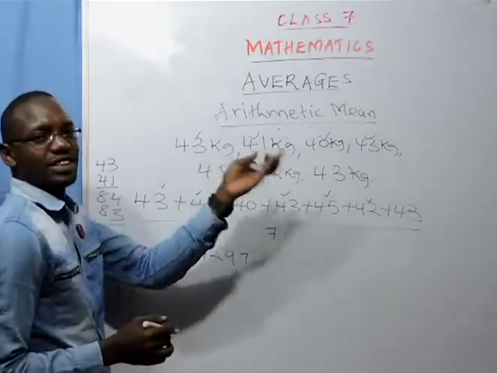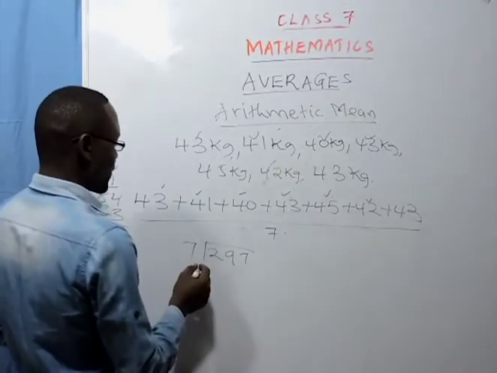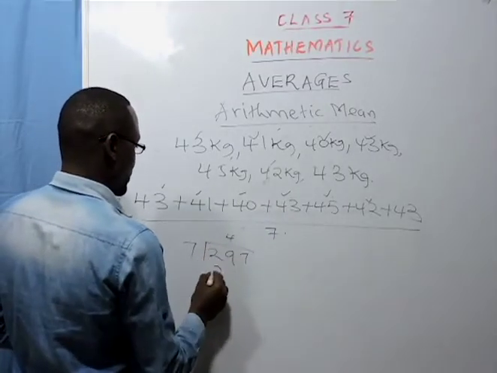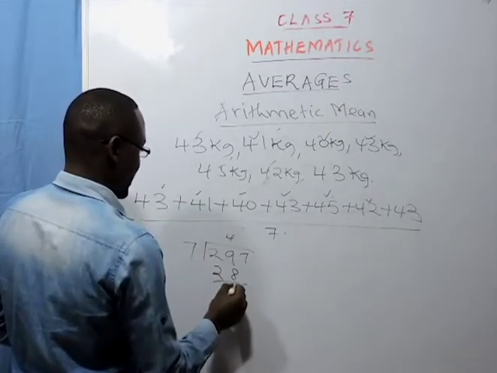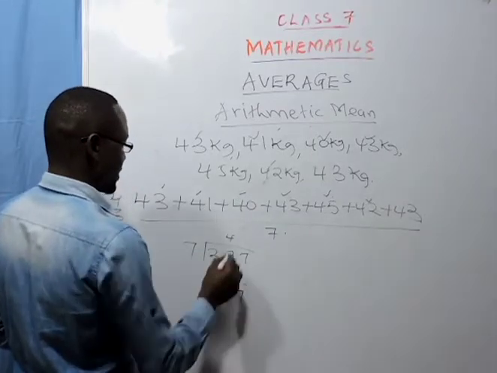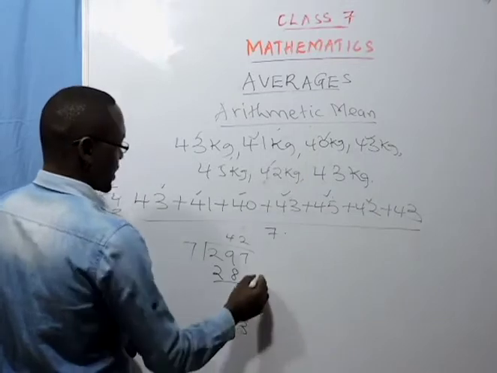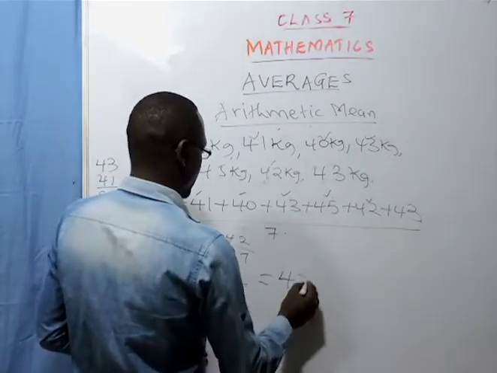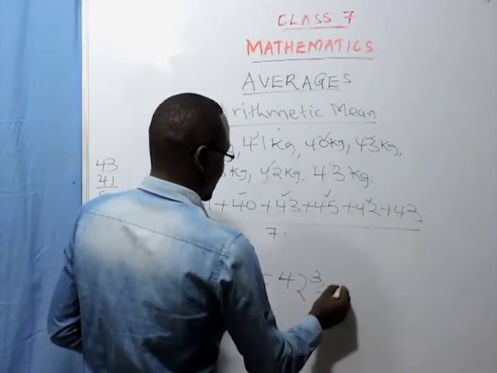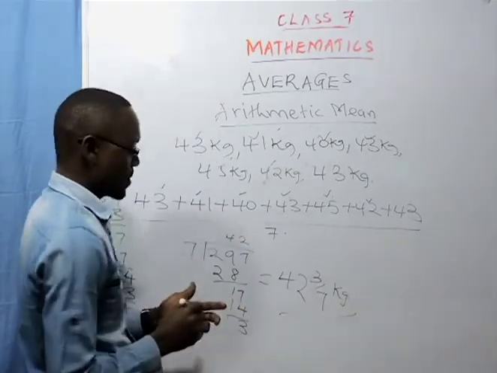Because there are 7 quantities represented, divided by 7, we get 4 because of 28, remainder 1, drop 7, this is 17, 2 because of 14, remainder 3. So the mean mass was 42 and 3 over 7 kilograms. That is now the mean mass.